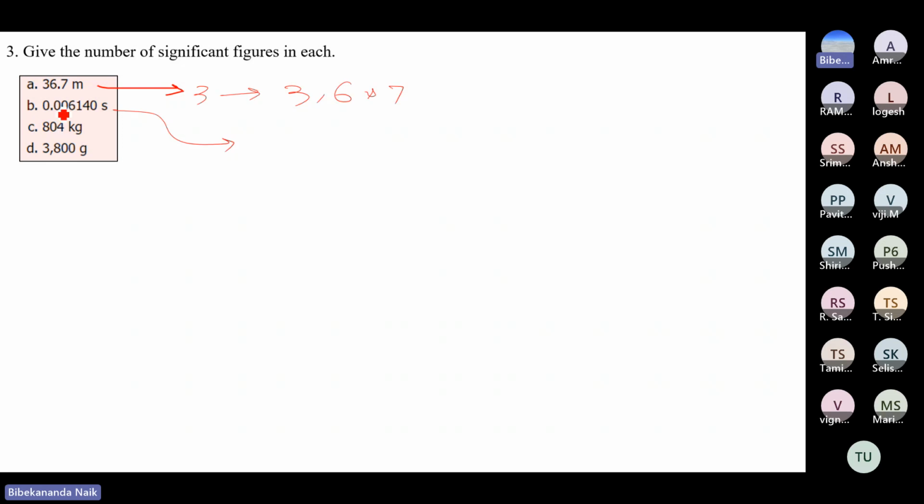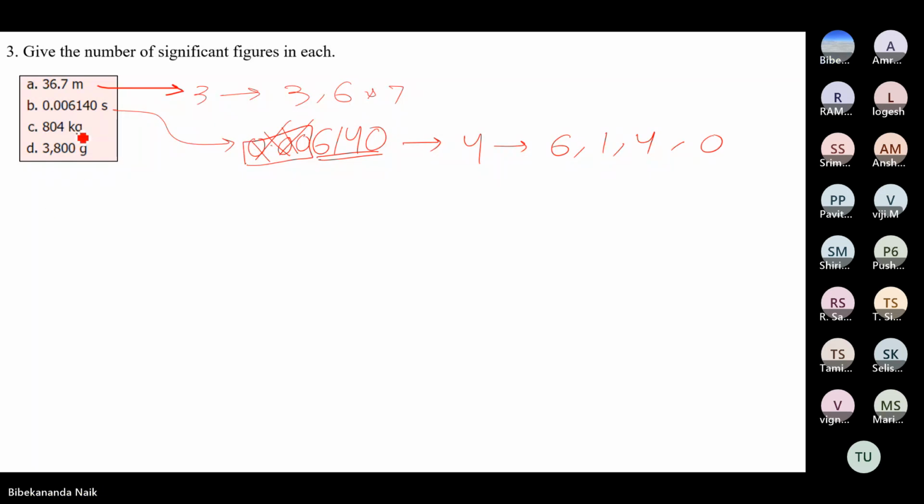So according to the rule, it is a decimal number and all the leading zeros before any non-zero digit are not significant. So when we are writing 0.006140, these 3 zeros are leading zeros and they are not significant. And all these 4 have significance. So the number of significant digits in this case is 4 and they are 6, 1, 4 and 0.